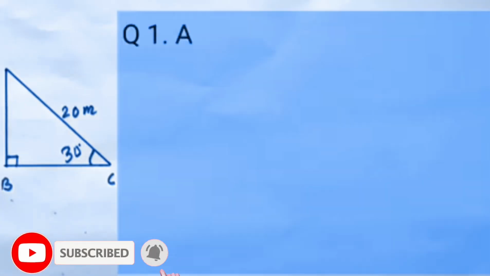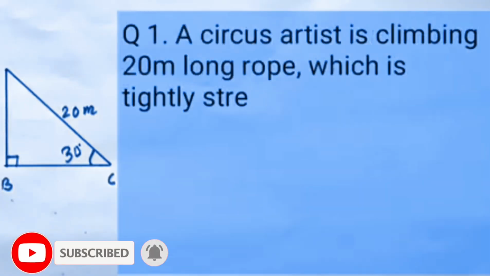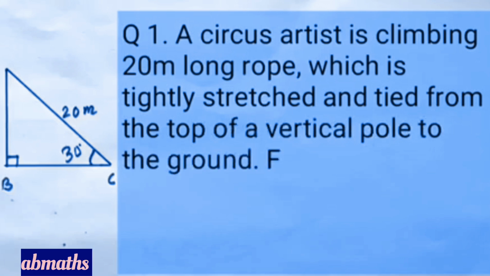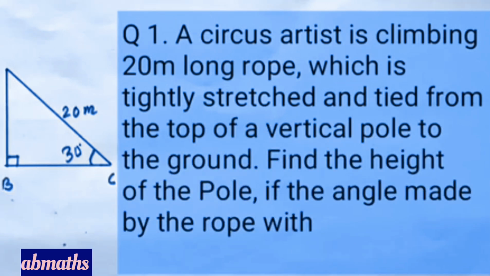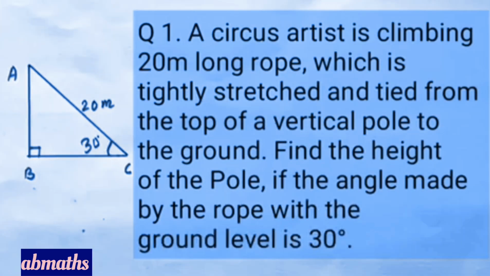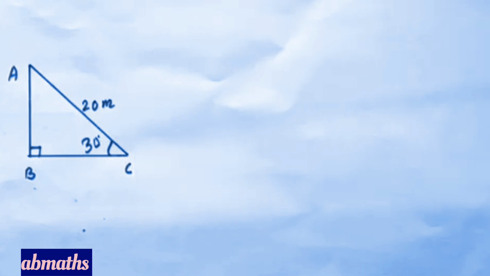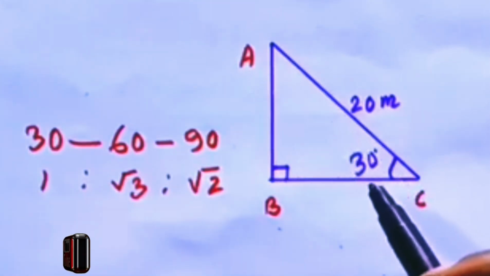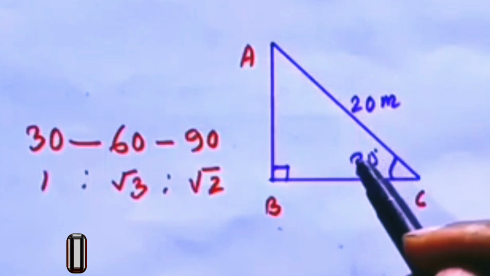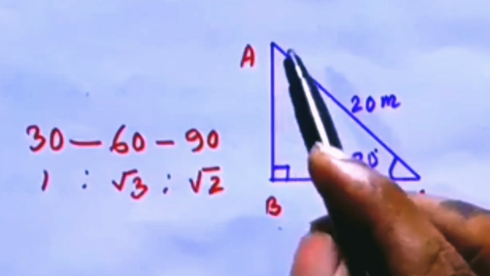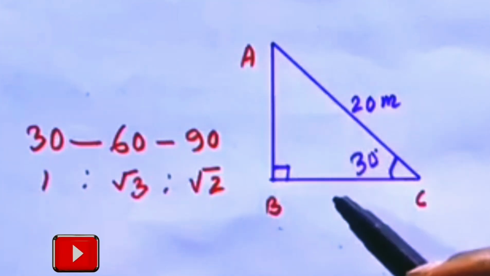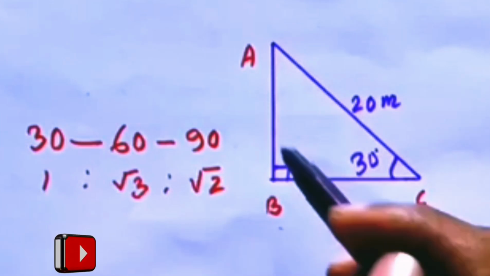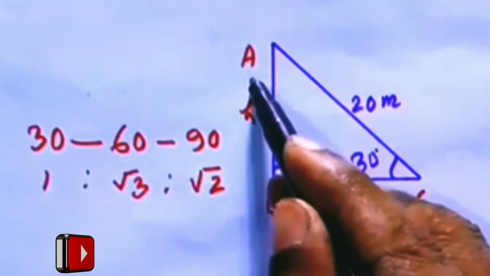Now we have a question. A circus artist is climbing a 20-meter long rope which is tightly stretched and tied from the top of a vertical pole to the ground. Find the height of the pole if the angle made by the rope with the ground is 30 degree. So we made a diagram. This is the rope and it is 20 meter long, which is tightly tied to this pole AB. So the question is we have to find out the height h.